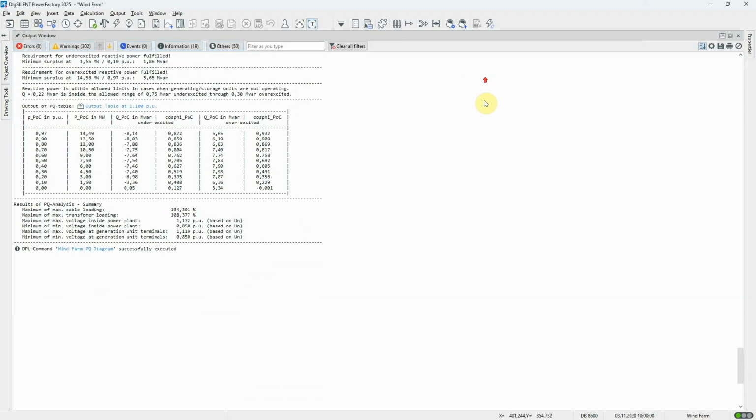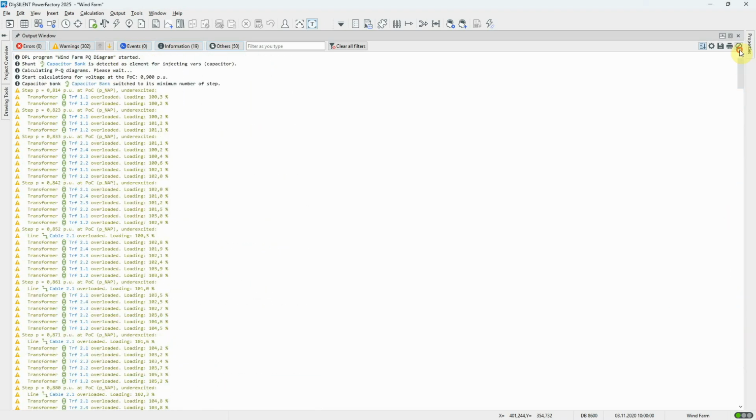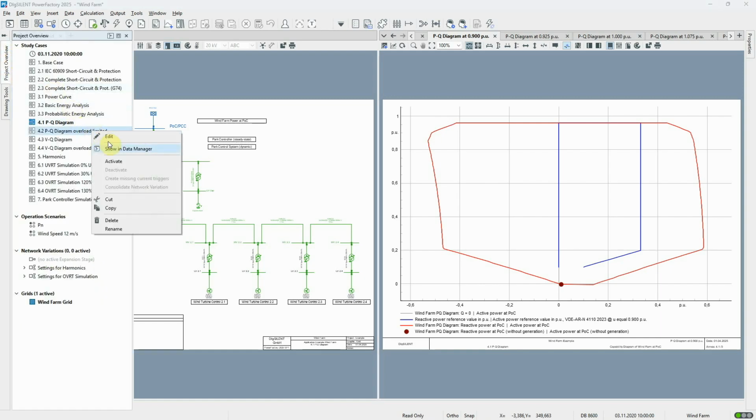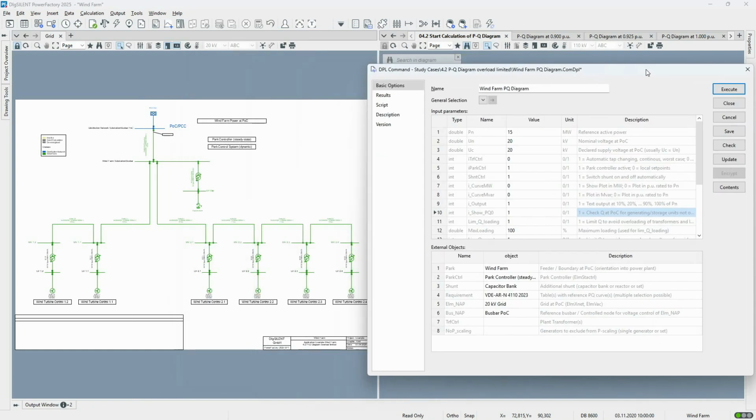In the output window, detailed output is provided for each case. Although the requirements of the standard have been met, it can be seen that this comes at the expense of some overloading of transformers and lines within the wind park network. In the next study case, therefore, we've selected the option to limit the reactive power output where required in order to avoid overloads. We'll run the script again.